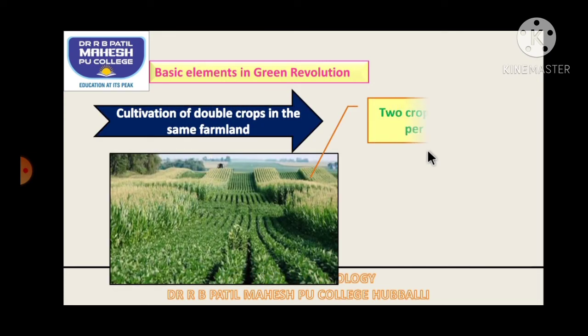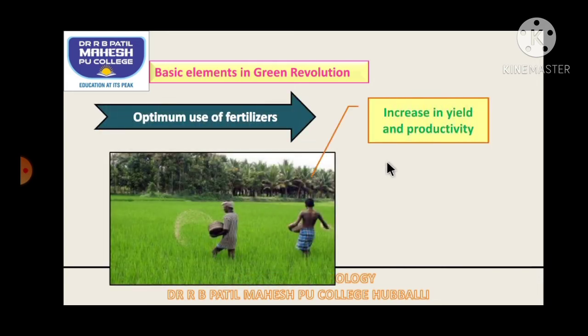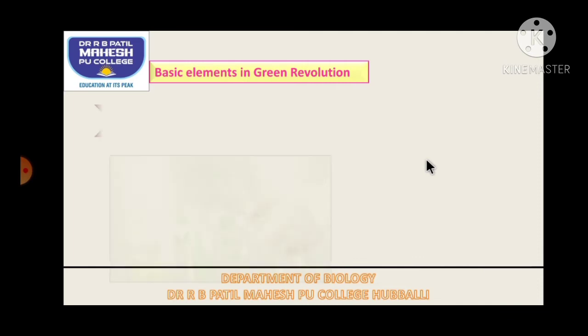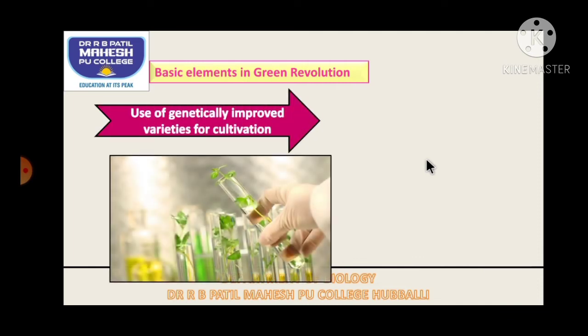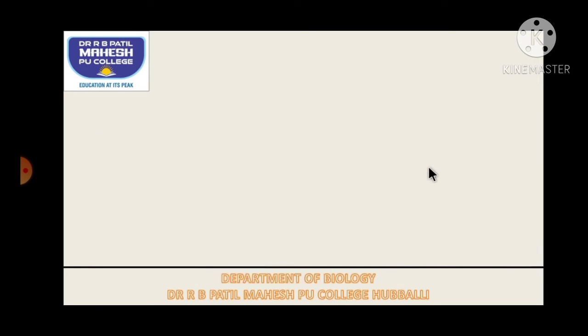The second element is that we started growing two crops in one season. So cultivation of double crops in the same farmland per year, two plants we started growing. The third element is we started using the required quantity of fertilizer, which increased the yield and productivity of the plants. The fourth element, we accepted with an open mind genetically improved varieties of plants for cultivation. New strains of wheat and rice were developed.